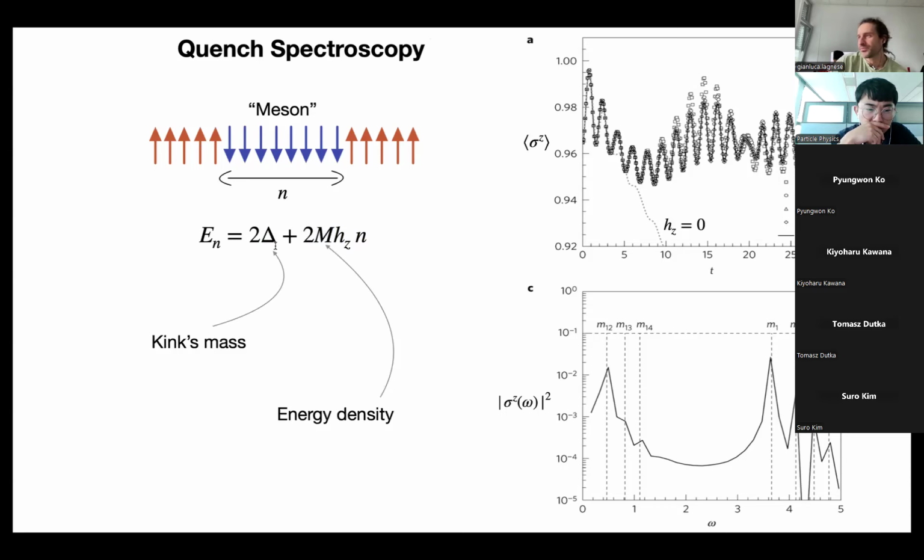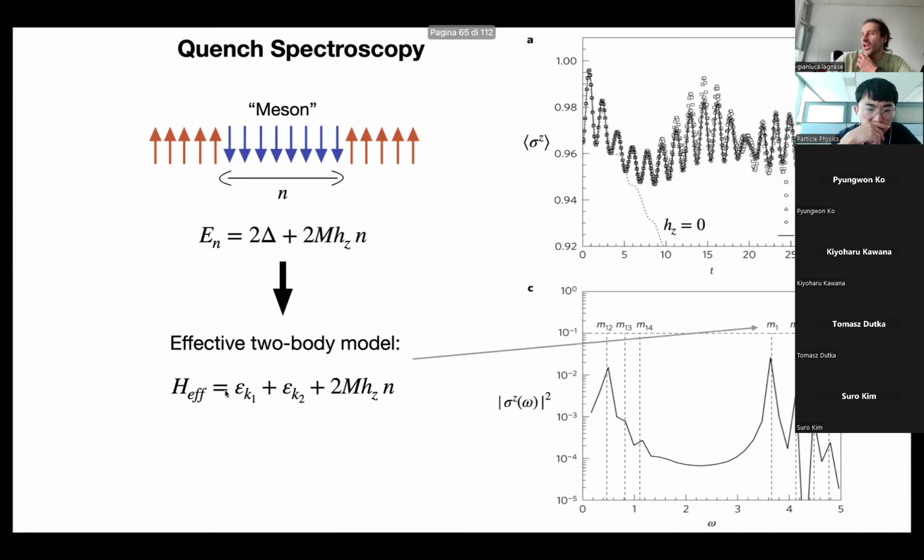And to be more generic, I can write down a kind of effective two-body Hamiltonian, which I can solve. And then from this, I can take out the prediction of these masses. And they work out pretty good, okay?